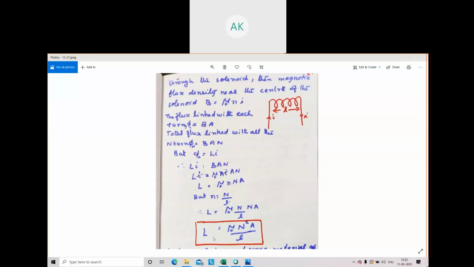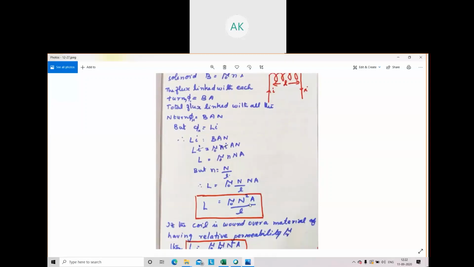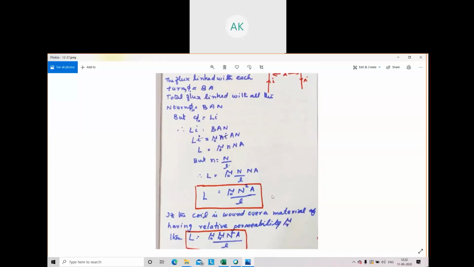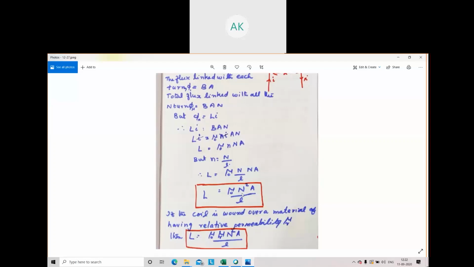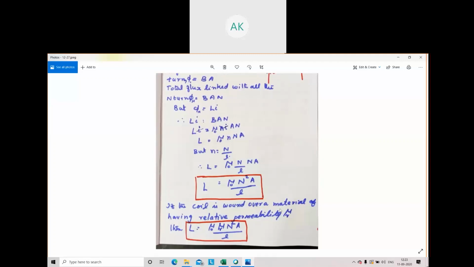So we get self-inductance of the solenoid equal to mu 0 N square A by L, where N is the total number of turns in the solenoid, A is the area of cross section of the solenoid, L is the length of the solenoid, and mu 0 is the permeability of free space.